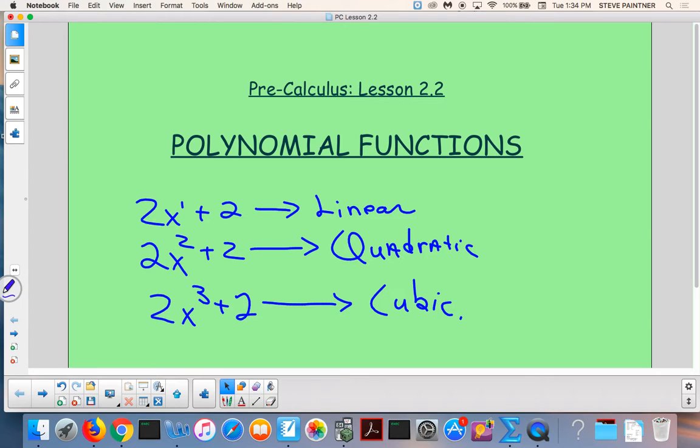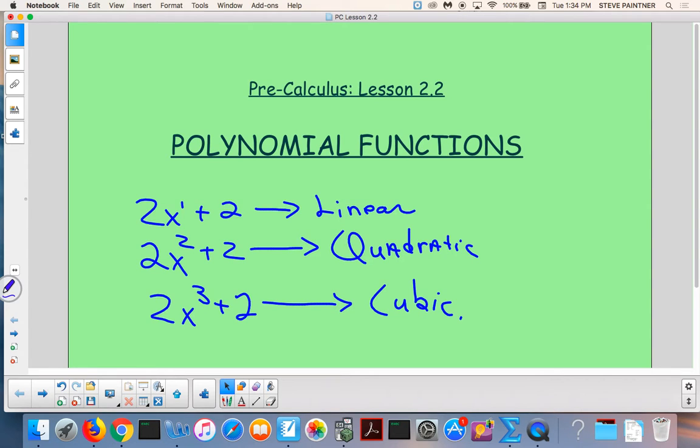If I did another one, x to the fourth, it's what? Quartic. If I do another one, x to the fifth, quintic. Okay, there's names for all of them. After quintic, I forget them all, so I just don't even worry about it. But you have been doing polynomial functions forever, so this is not a big surprise.